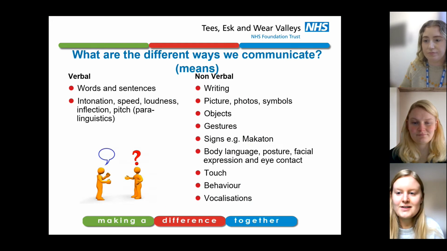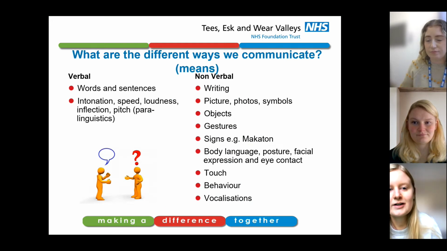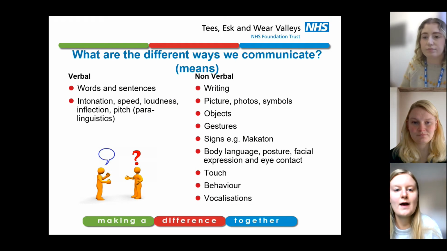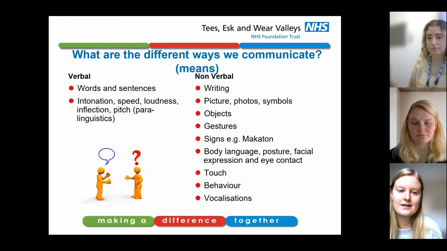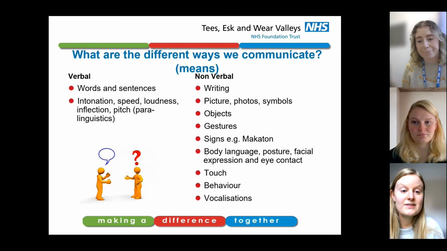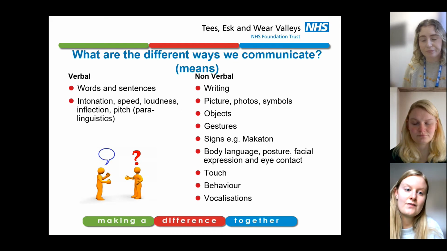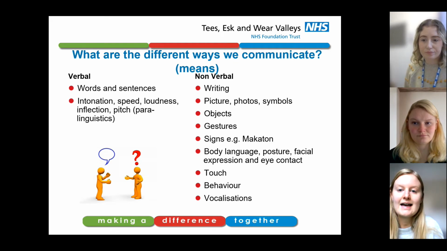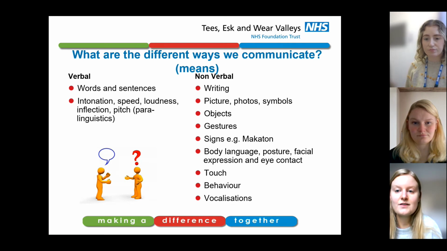Okay, so now that you've completed that activity, we're going to look at the different ways in which we communicate. So this is considering the means aspect of the model that we just looked at. So we've different means of communicating, that is verbal and non-verbal. And this is what's called our expressive communication. So expressive communication is to do with getting our message across. So there's lots of different ways to do this.